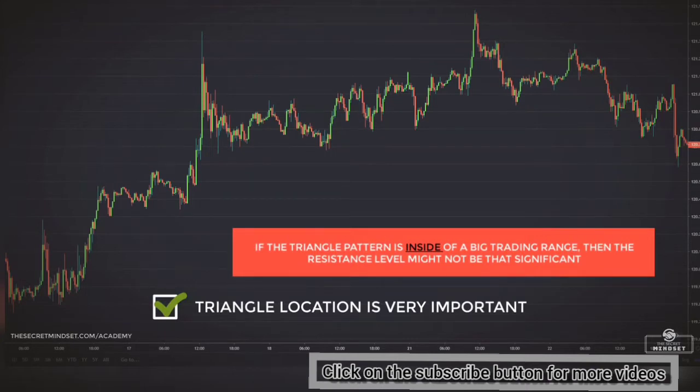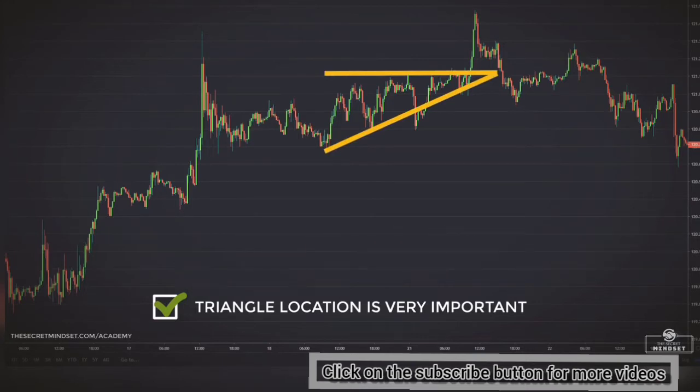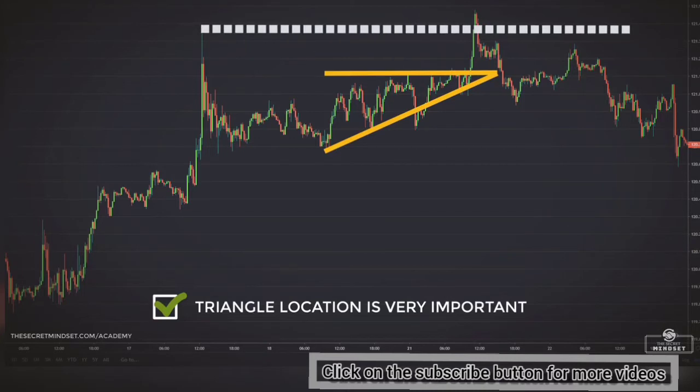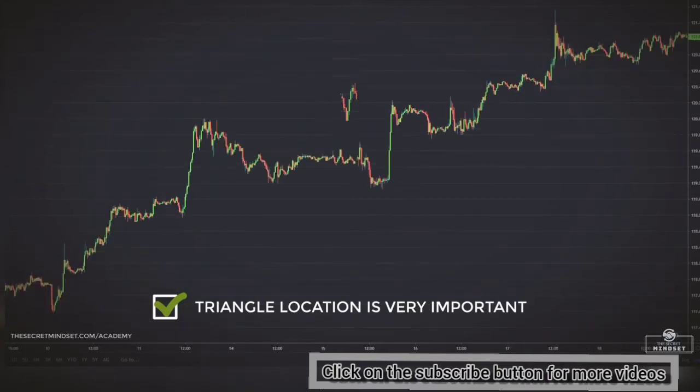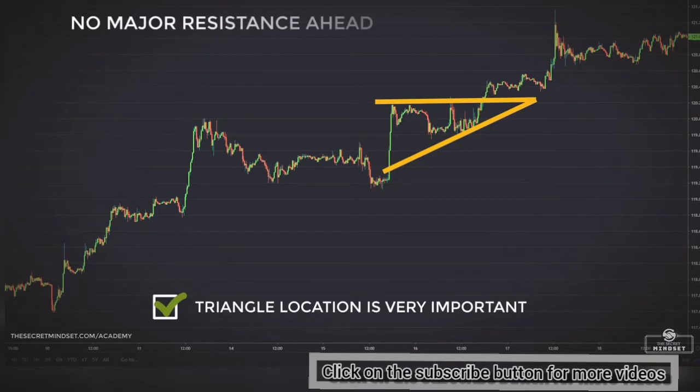If you pay attention at this chart, you'll notice the triangle pattern. But the problem is that it develops inside the big trading range. So even if there is a small breakout, the upward movement is restricted by this other resistance. However, if the ascending triangle price formation develops in the middle of a bullish trend, that would add more weight to the pattern. When the ascending triangle develops within the trend, then we're going to be interested in buying the breakout, like in this example.